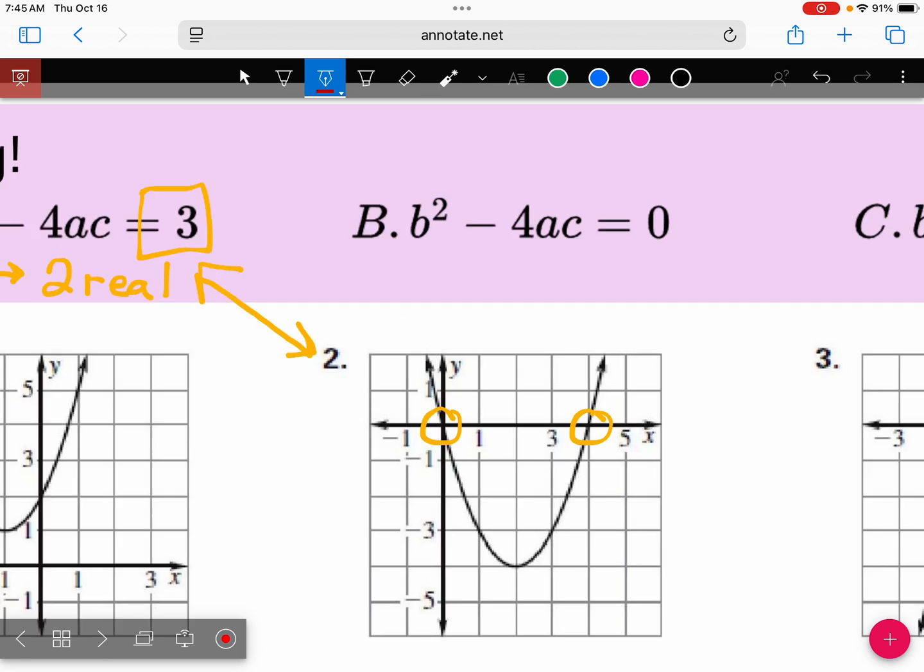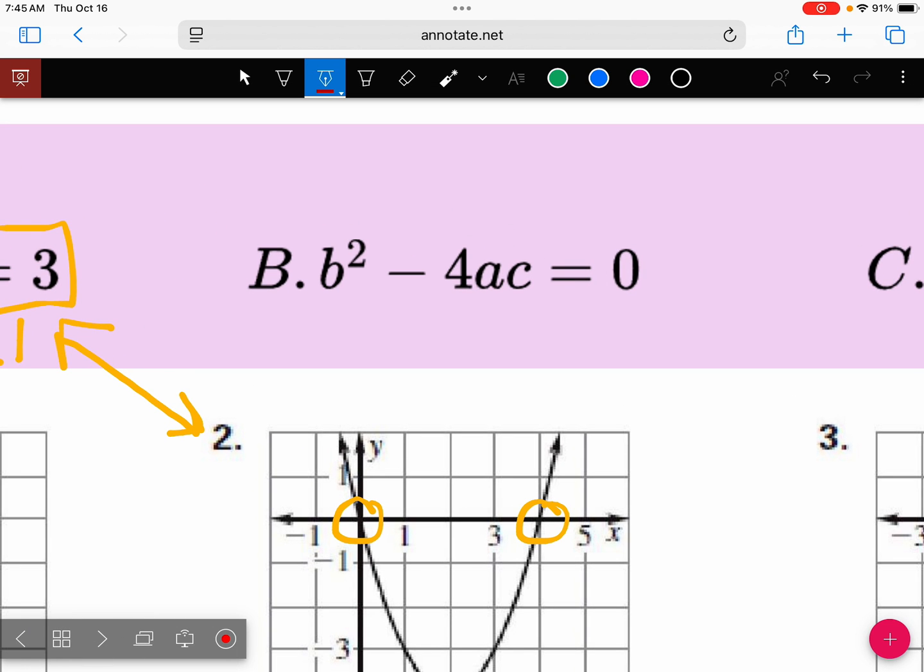So then if we look at equation B up here, we're told that their b squared minus 4ac, their discriminant, equals 0. So is that positive, negative, or 0? Zero. Which means how many solutions will this have if we have a discriminant of 0? What does 0 mean? 1. Here we're going to have 1 real root, or 1 real solution.